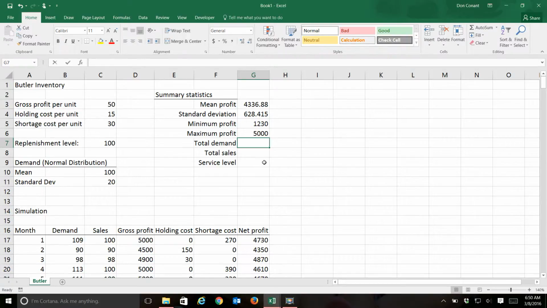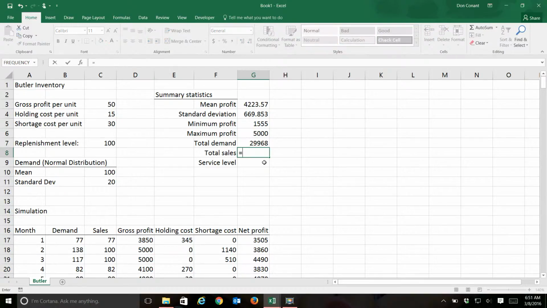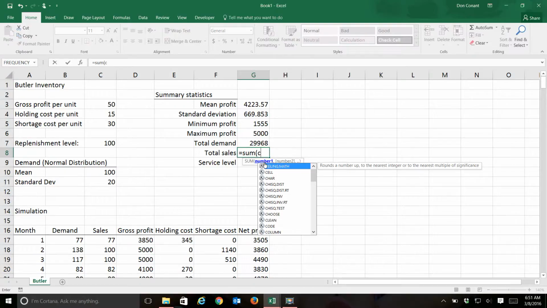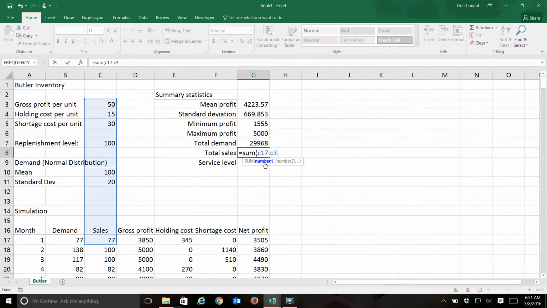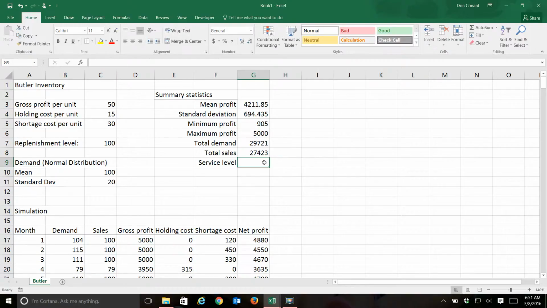So I'm going to calculate total demand. That'll be sum of my demand column, which is B17 to B316. And sales, which is the sum of C17 to C316. And equals, I'll put sales over demand, and that will give me my service level, 92%, essentially.